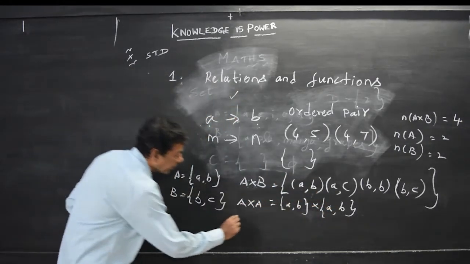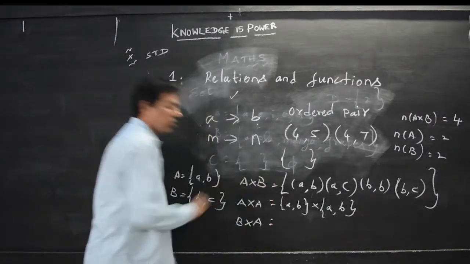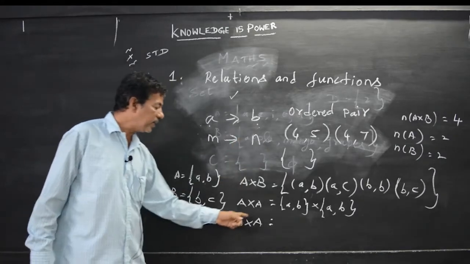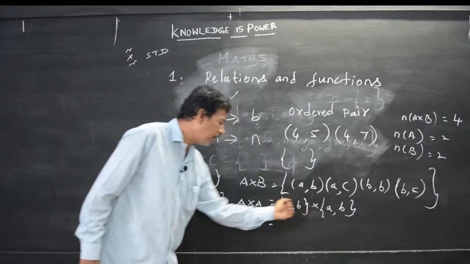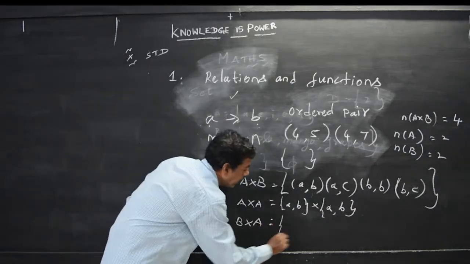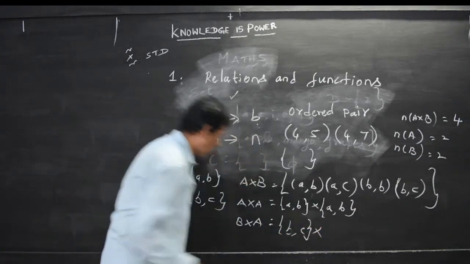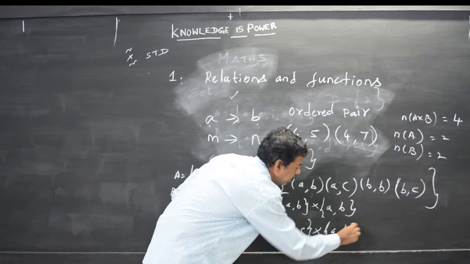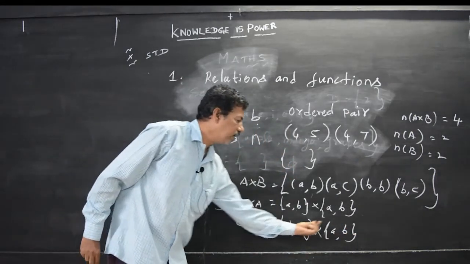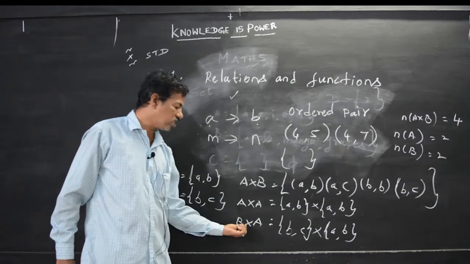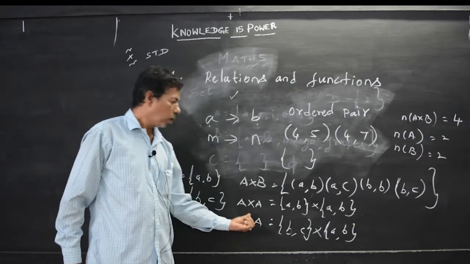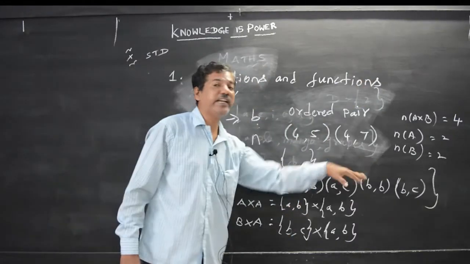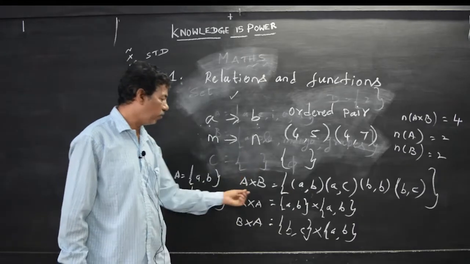Suppose the question is asked as B cross A. In the same way, they will ask in different formats. B cross A means B should be written first, that is B comma, then A comma B. B should be written first and A second, because the question is given in that format, B cross A. The number of elements will be the same, but the answer will be different. See how the answer is different for each of these.